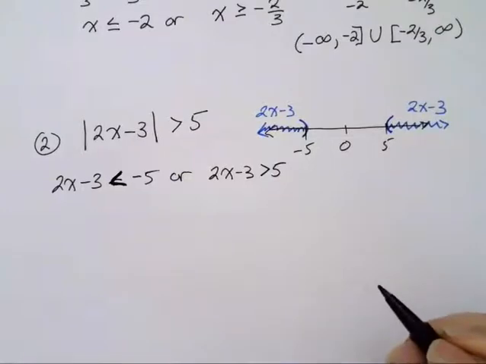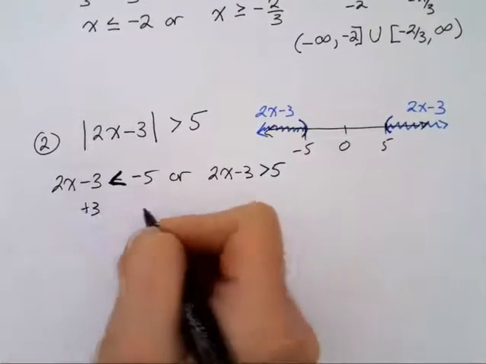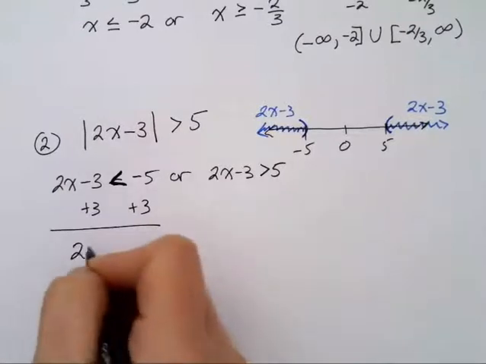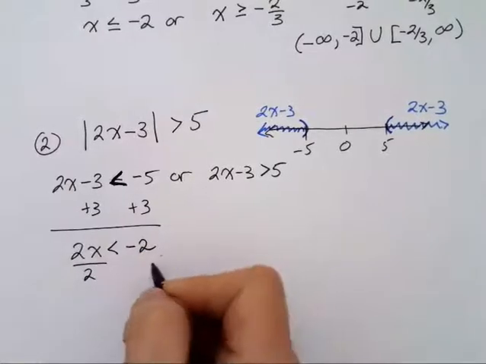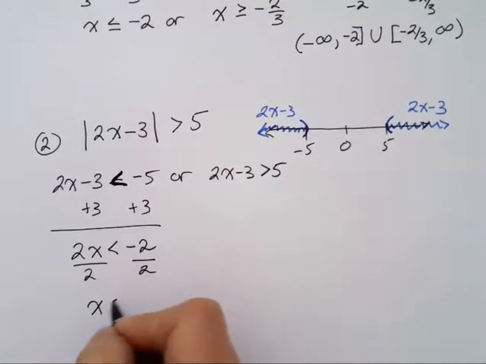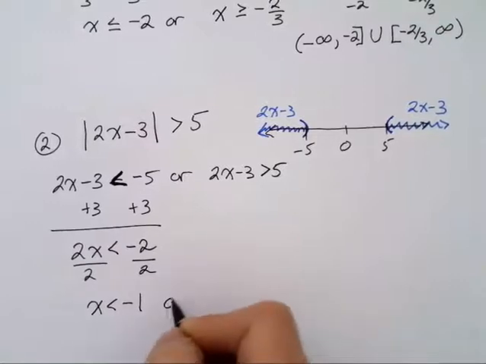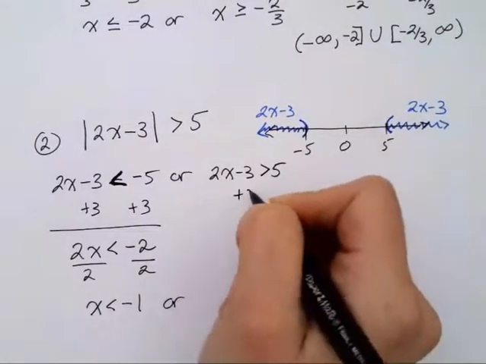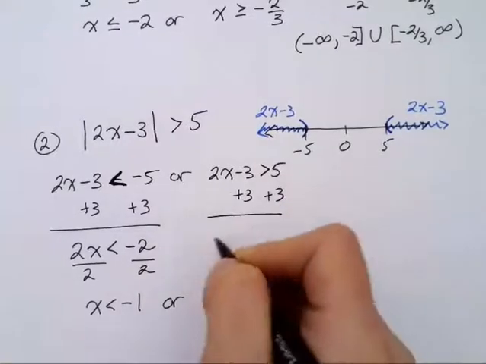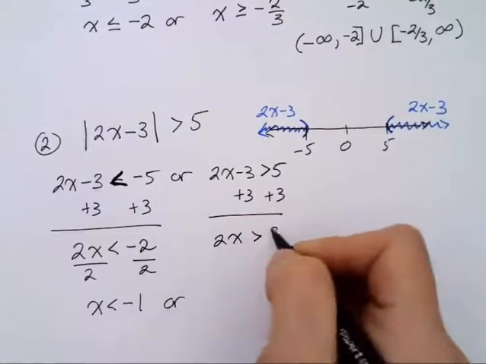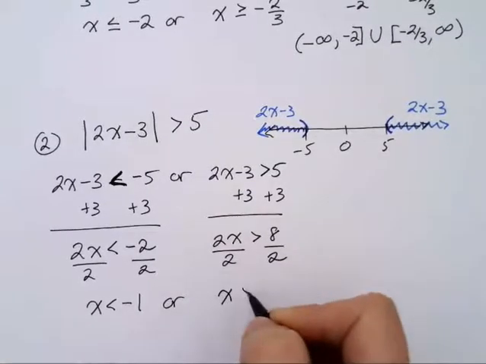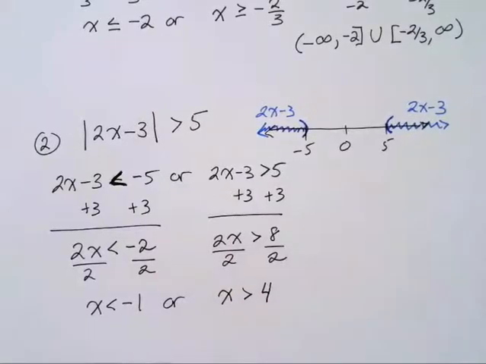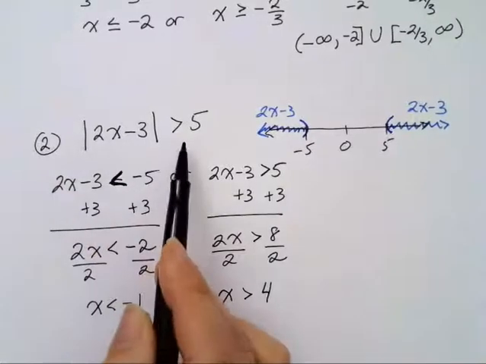Right, so I'll solve those two inequalities. Add 3 to both sides. 2x is less than negative 2. Divide by 2. X is less than negative 1. Or, going to the other inequality, add 3 on both sides. 2x is greater than 8. Divide by 2. X is greater than 4. So this is my solution set. These are the values for x, which would make this inequality true.